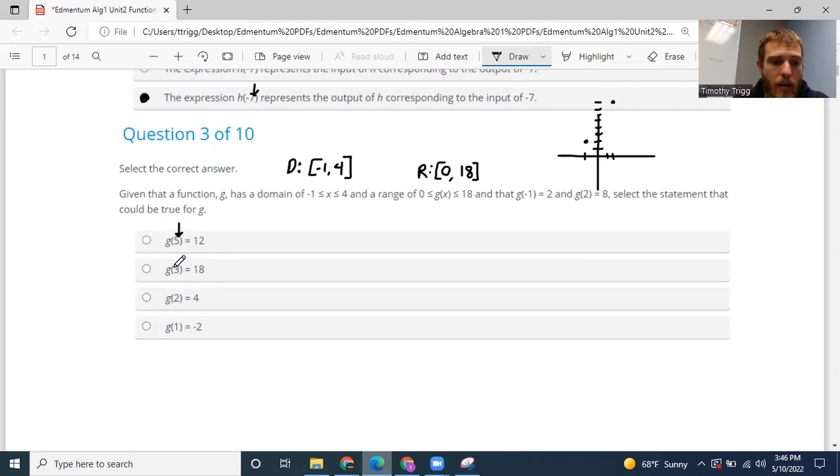Okay. What about, can we put 3? Yeah, 3 is in our domain. Can it equal 18? Yes, 18 is a possible range. So I'd say that's possible. I would say this one's possible too. And this one is not possible because you can't have -2.